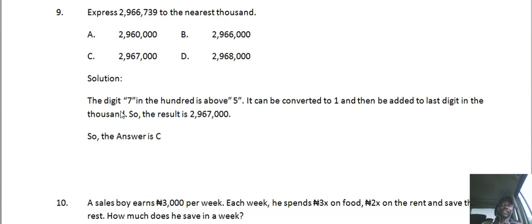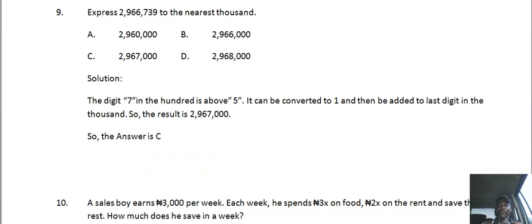So if we look at the solution like I have here, the digit 7, which is in the hundreds place in the figure above, is above 5. So any number that is above 5 can be converted to 1, to be added to the number that preceded it in order to round it up. So if this 7 is converted to 1 and added to this 6, it becomes 7. So our final answer to the nearest thousands will be 2,967,000. So the answer is option C.